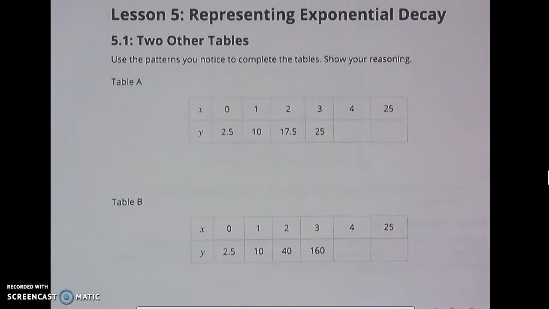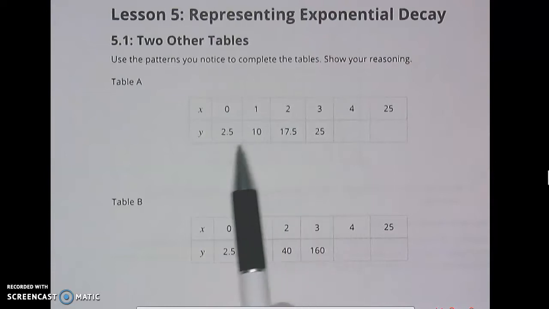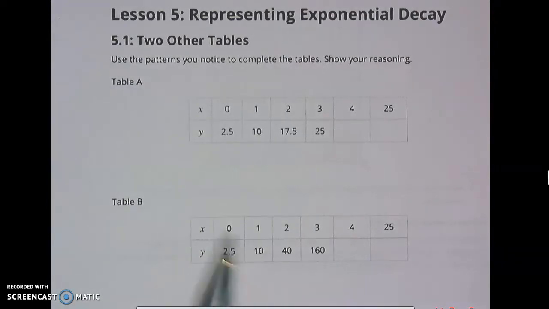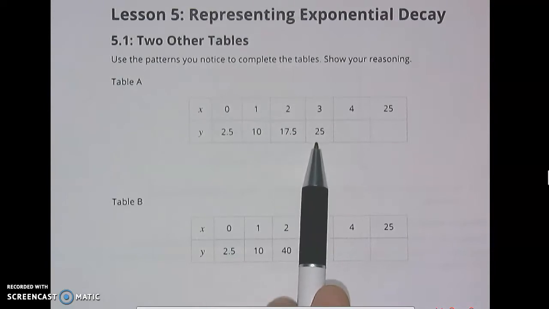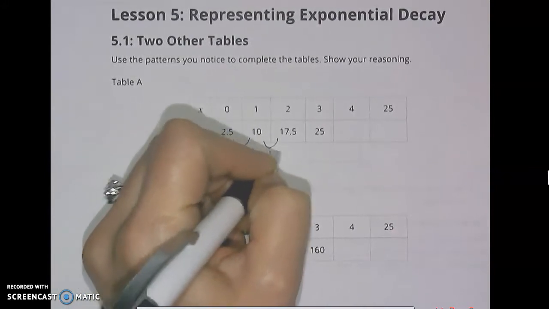Table A gives us x values of 0, 1, 2, 3, 4, and 25, and then it gives us corresponding y values of 2.5, 10, 17.5, 25. So we have to figure out what's happening to go from one to the next. To get from 2.5 to 10, we could either add 7.5 or multiply by 4. If we look from 10 to 17.5, which of those two things are we doing? We would be adding 7.5, and if we add another 7.5, so here we're going to add 7.5 each time.